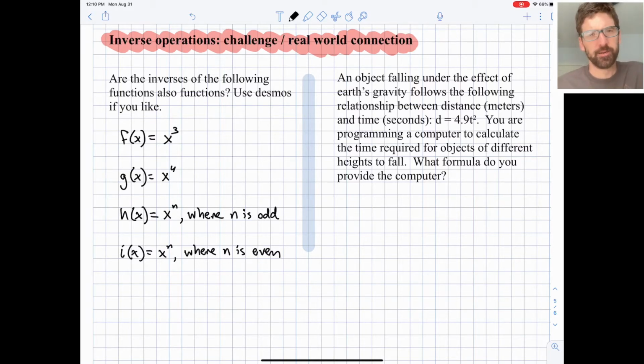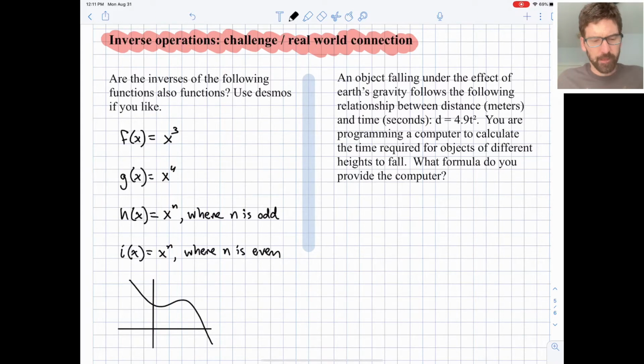What I want to remind you of is that a function's inverse will also be a function if the original function also passed the horizontal line test. To be clear, looking at the picture I have for you right down here, a function needs to pass the horizontal line test in order for its inverse to also be a function. All functions need to pass the vertical line test, right? But if a function fails the horizontal line test, then its inverse will fail the vertical line test.